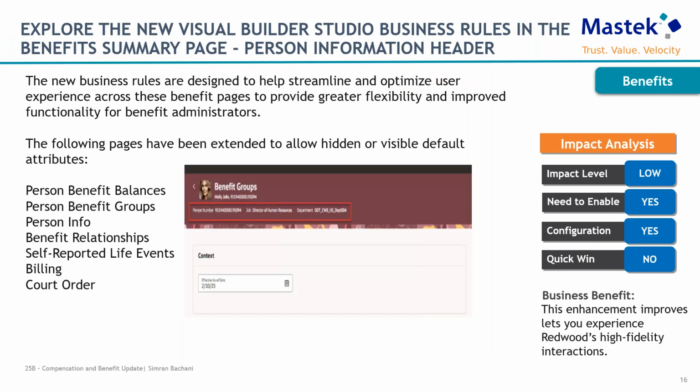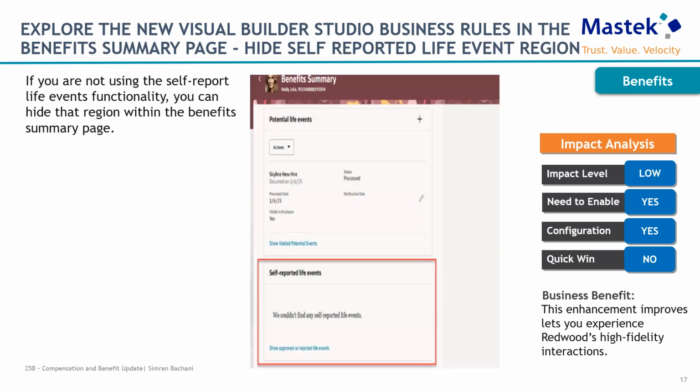The next is explore the new Visual Builder Studio business rules in the benefits summary page. The new Visual Builder Studio business rules for the benefit summary page enhance functionality and flexibility for benefit administrators. Pages like benefit groups, billings, and court orders now support customizable default attributes. Additionally, regions like self-reported live events can be hidden if not in use, streamlining the interface with Redwood's high-fidelity design.